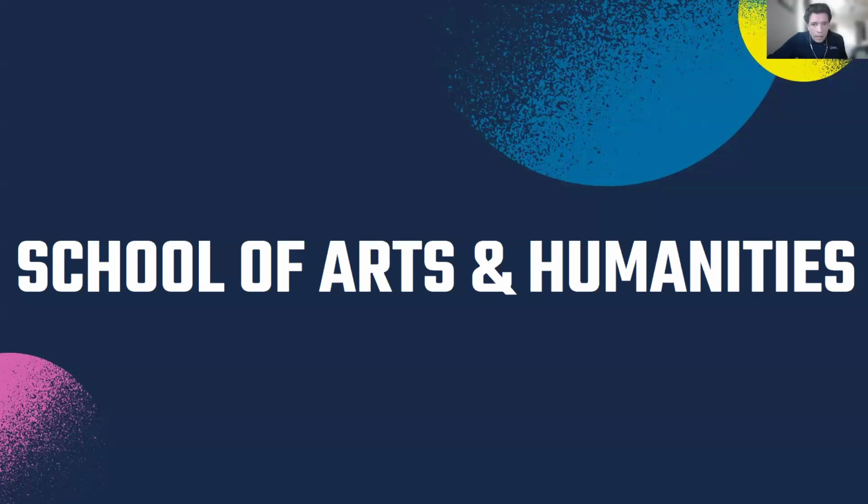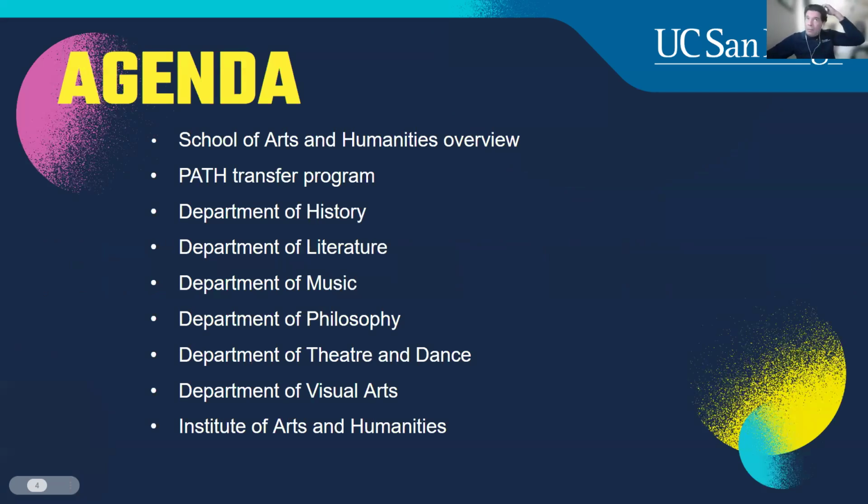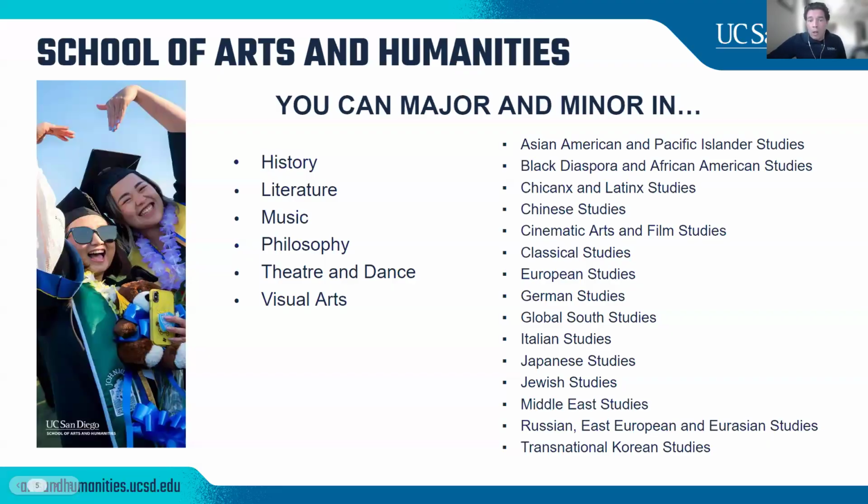Hello, everyone, and thank you, Summer, for that introduction, and thanks to everyone for being here. My name is Anthony. I'm an assistant dean in the School of Arts and Humanities, and I want to flip quickly to the next slide to show the agenda. We're going to go quickly because we've got a lot of people here who want to talk, to get you all of the information that you'd like. Then, on the next slide, take a look at all of the ways that you can major and minor in our school.